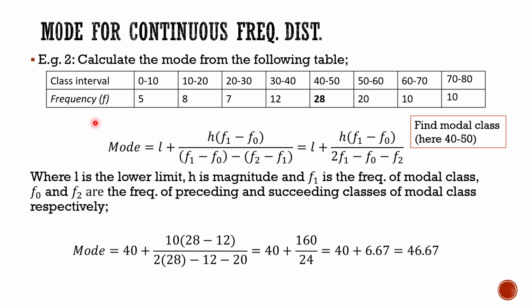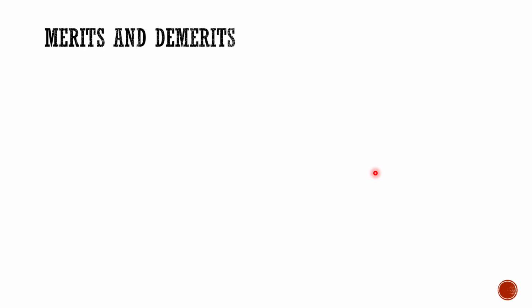So if you have a continuous frequency distribution, you will just have to find the modal class first, using the most frequent class, or the class having the highest frequency, and just put the values in this formula and you will get your mode.